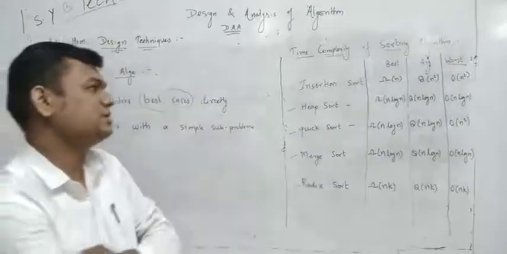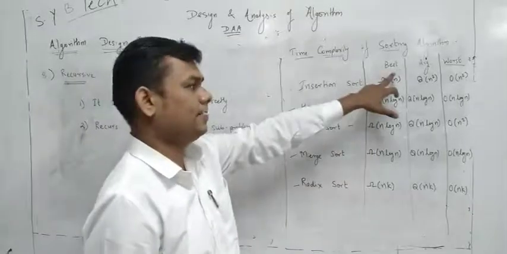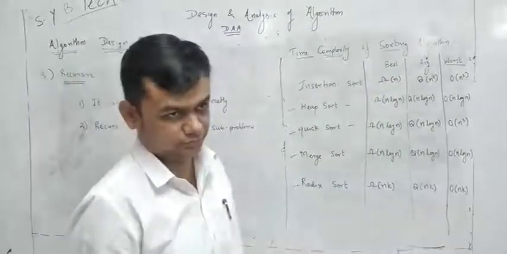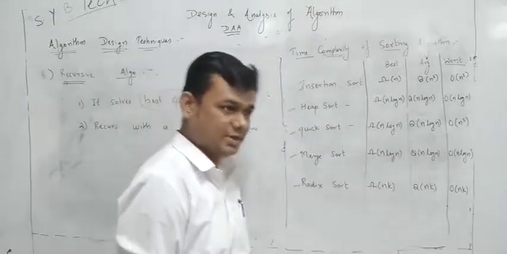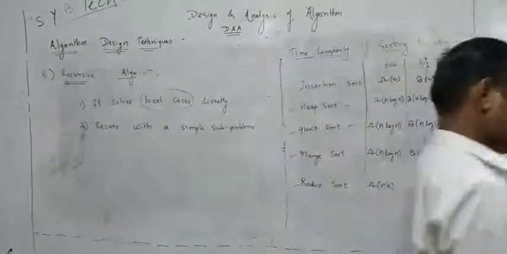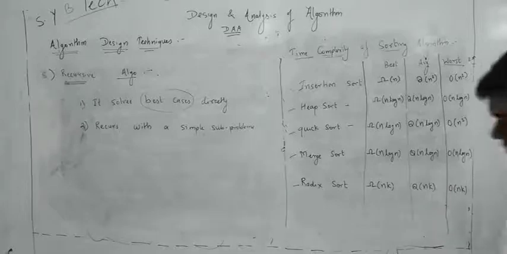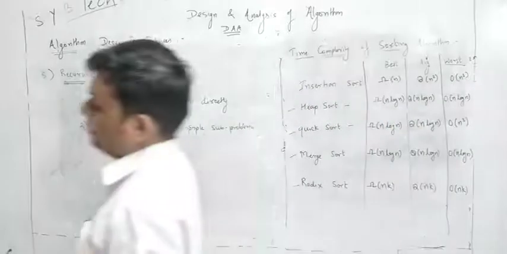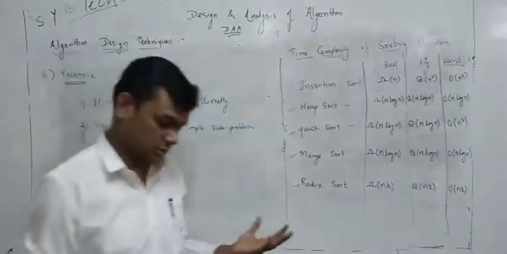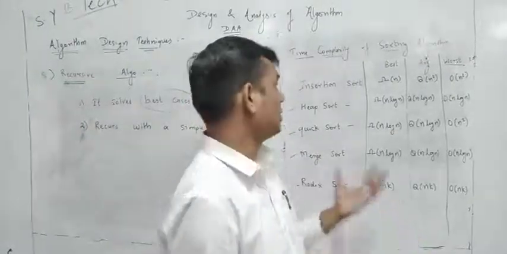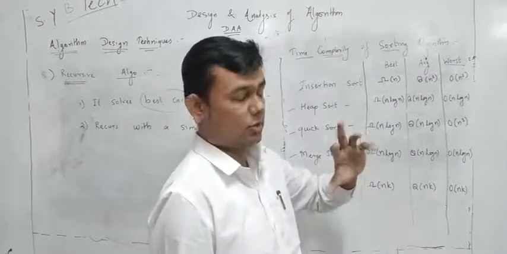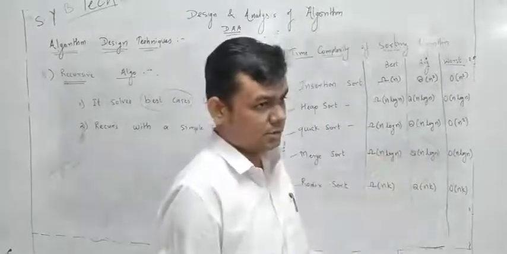So what is the best case for insertion sort? In the next lectures we will see what the base case is, what the average case is and what the worst case is. The base case is the case in which the algorithm is executed in the minimum amount of time; that time complexity case is called the base case.